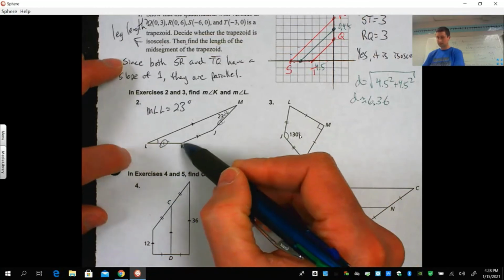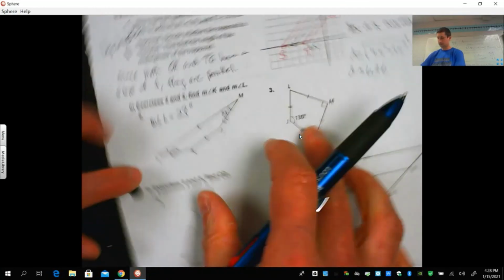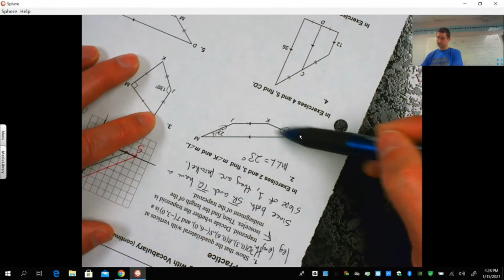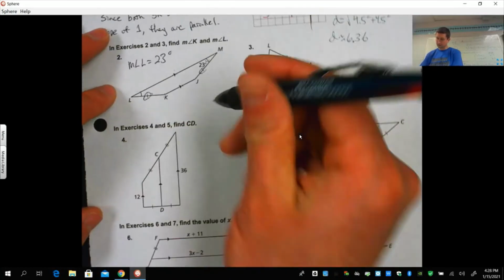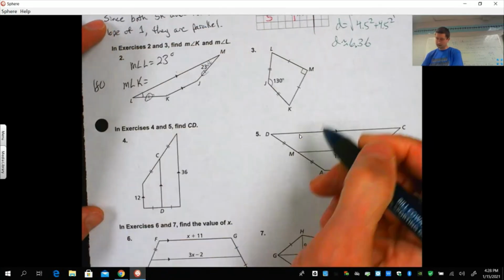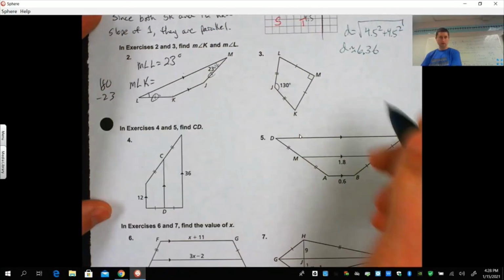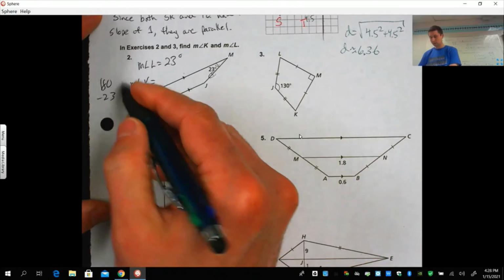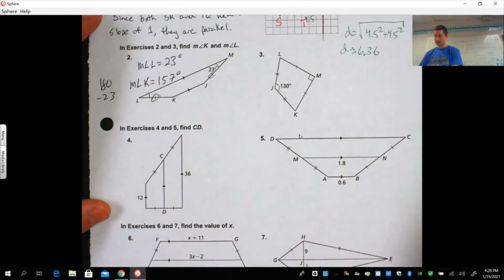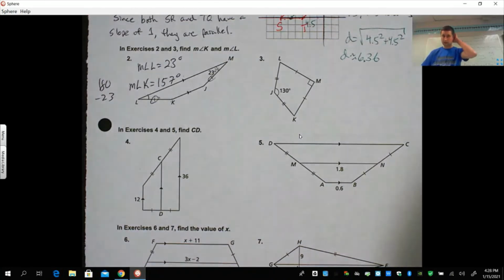K, remember a top and a bottom. If you think of this like this, okay, the top and the bottom have to add up to 180. So the measure of angle K, I have to take 180 minus 23. 180 minus 20 is 160, minus 3 would be 157. So L is 23, K is 157.